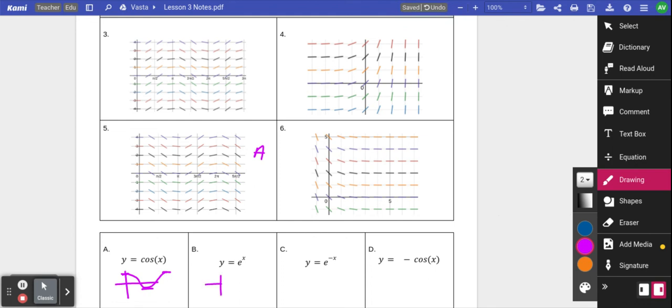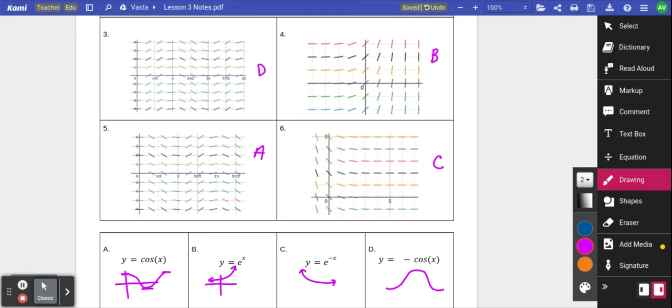y equals e to the x is going to be a graph that generally has this shape. Now I know that the only graph here that generally has that shape is the graph for number 4. So I'm going to say that number 4 goes with B. For y equals e to the negative x, I'm just going to take the shape of that graph and flip it horizontally because the x is negative. So the shape would look like this, which means I'm going to say that 6 is C. And negative cosine is a graph that's going to start low and then go up and then go down and then go over. It's just the vertical flip of the part A graph. So I'm going to say that that goes with D.